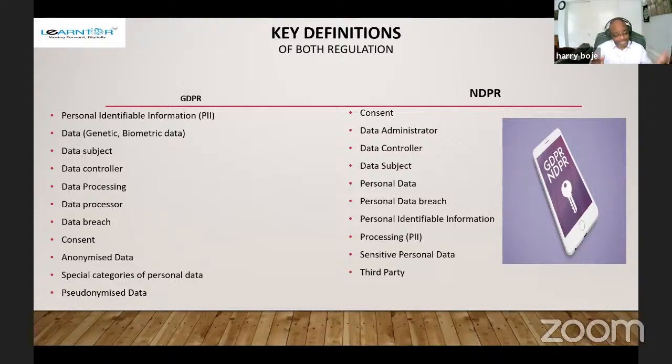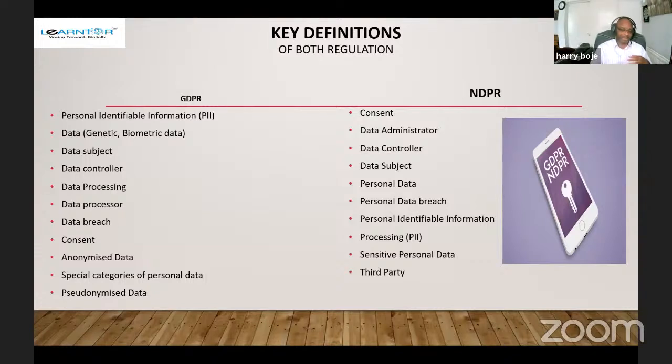For example, any information about your ethnic origin, your race, your racial condition, your sexual orientation, your biometric data, your health records. Those are what are classified as sensitive or special categories of data in both regulations.